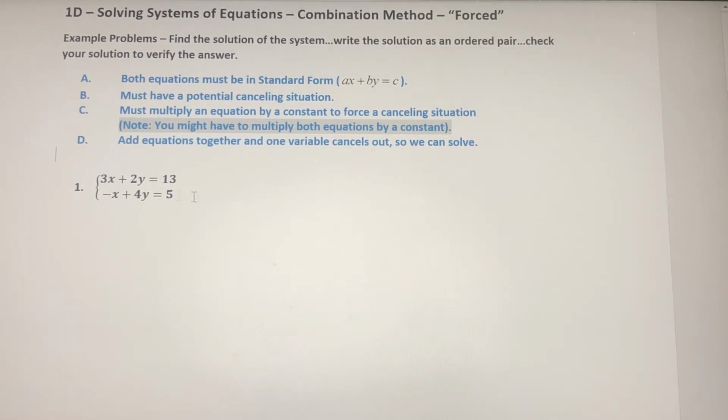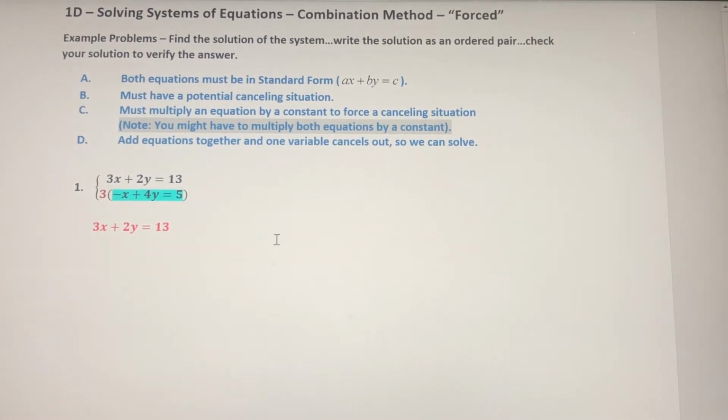So if you look at number 1 here, I'm going to choose to cancel out the x's. So I've got a positive 3x. I want to make this a negative 3x. So I need to think about what number I can multiply this entire equation by to create this canceling situation. So if I multiply this equation by 3, I'm not going to change the first equation.